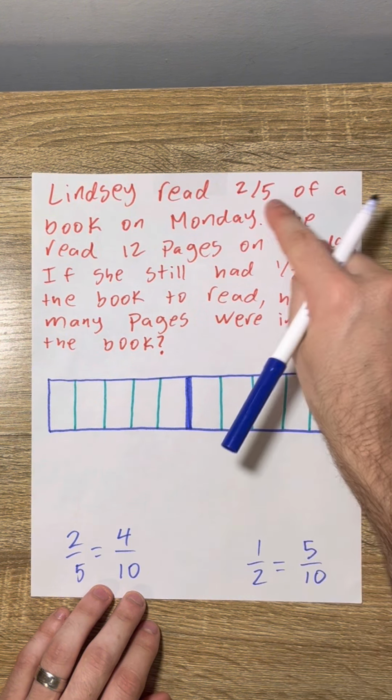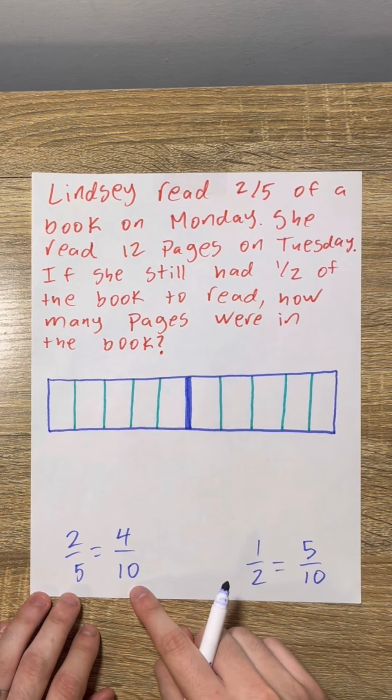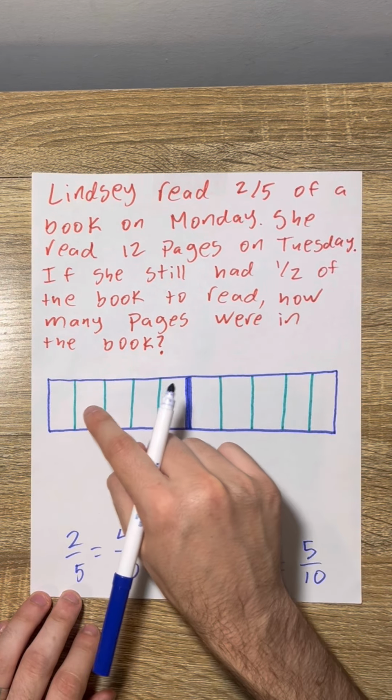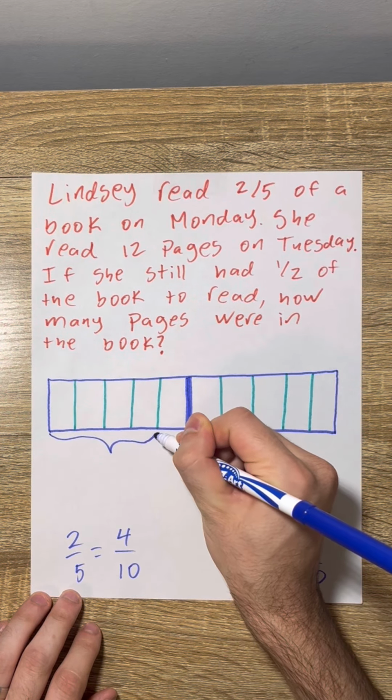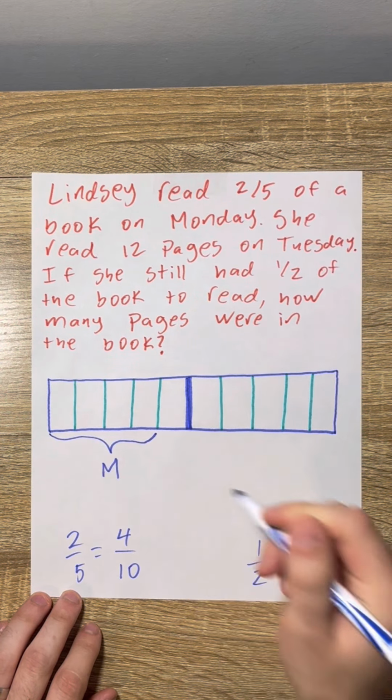So if she read 2/5 of the book on Monday, which is equal to 4/10, let's go ahead and do 1, 2, 3, 4 units. And so we're going to mark off 4 units to show that this is what she read on Monday.